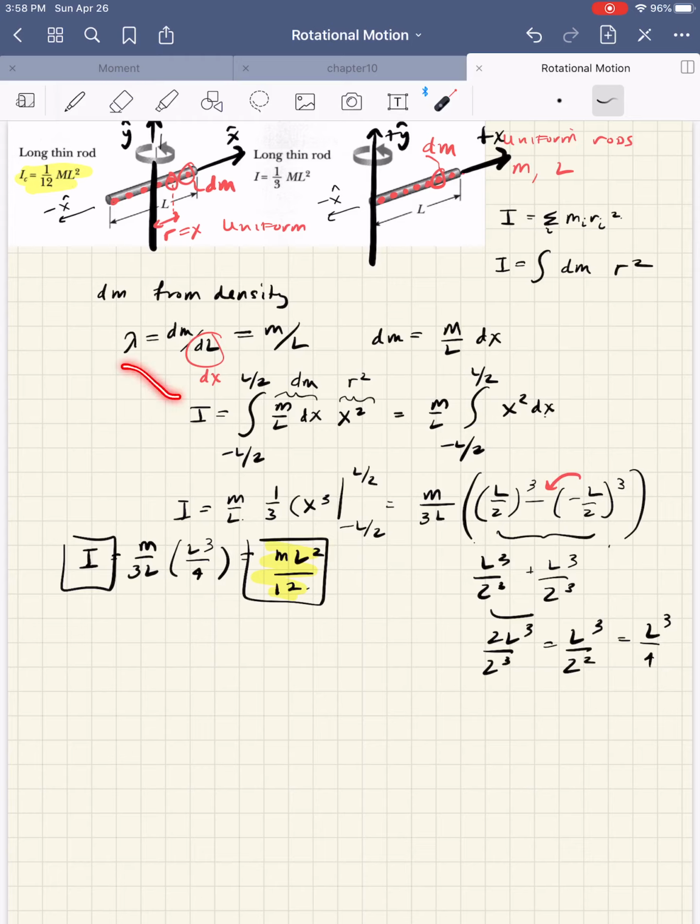So my dm doesn't change, it's still uniform. My r doesn't change. Is this the same as before if I wanted to find the moment of inertia of a rod on its end? Well, the only thing that changes are the limits, right? That's where I've placed the origin is the only thing that's changed here. So my limits change from 0 to L. That makes this integral much easier.